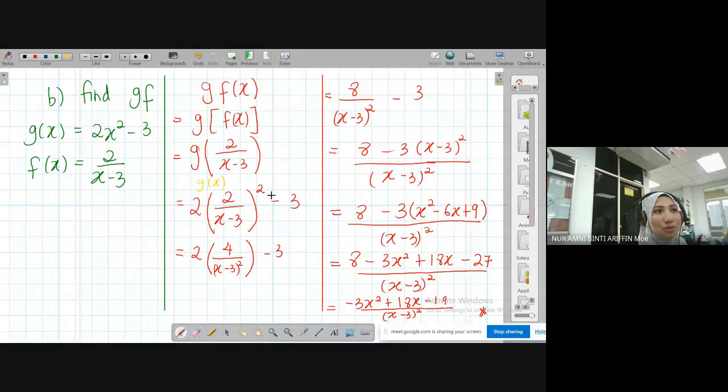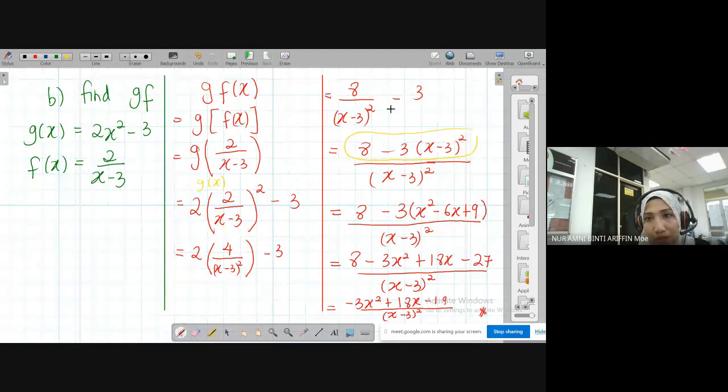Why cannot potong? Sebab this one is satu ungkapan. You perasan tak? Ini adalah satu ungkapan. You tak boleh potong sini dengan sini, sebab it didn't have the (x minus 3) squared. Still tak boleh potong. You kena faham dekat sini. Why do I have to do like this? Because you want to solve this minus operation.